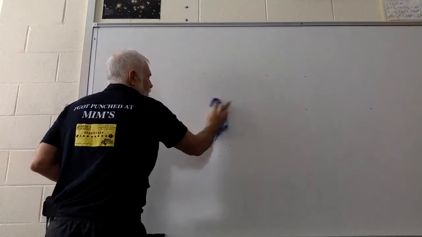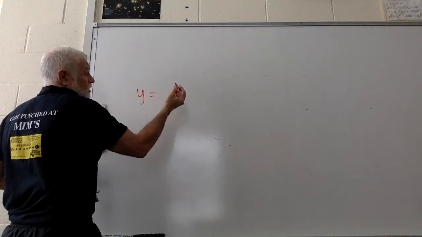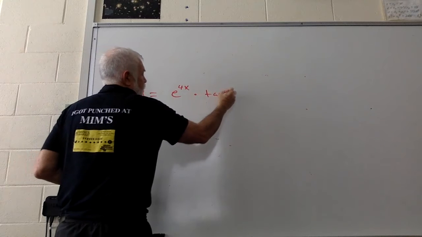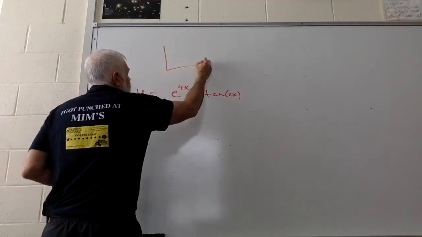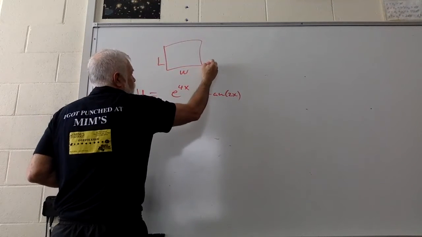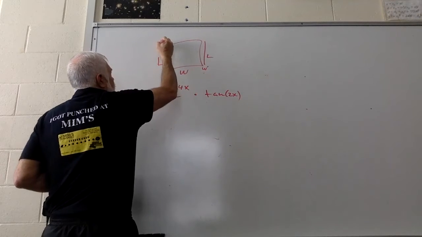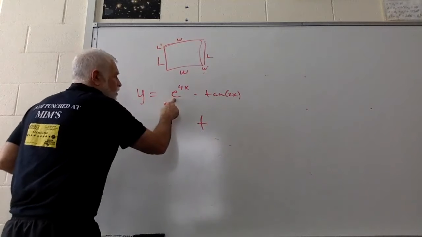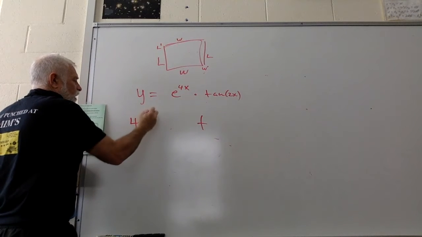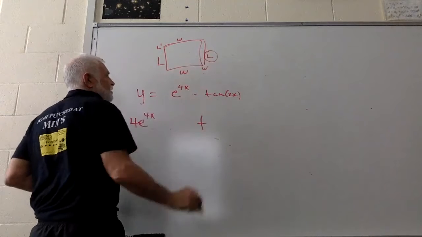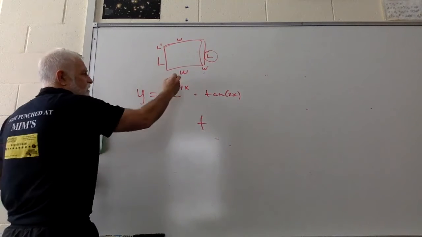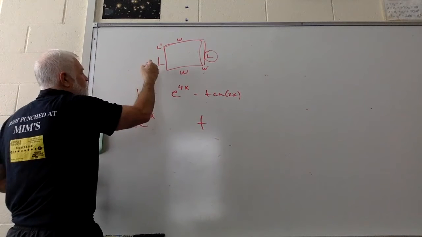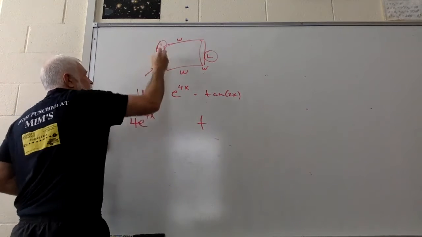Five more to go. All right, so let's take y equals, let's do a product. Let's do e to the 4x times the tangent of 2x. A product rule is all about length times width. So that's a w prime l, and this is an l prime w. We're going to do the derivative of the first, which is 4e to the 4x.